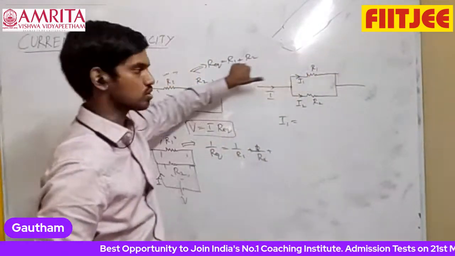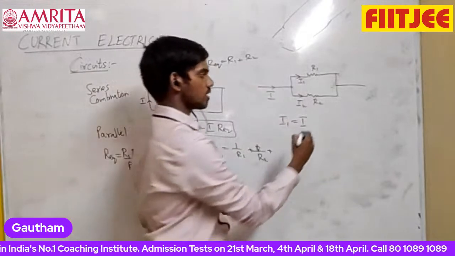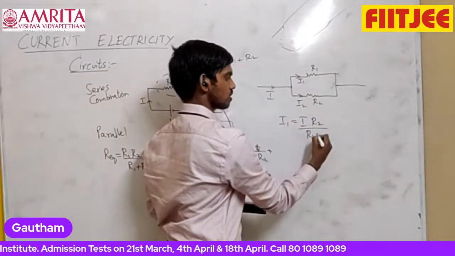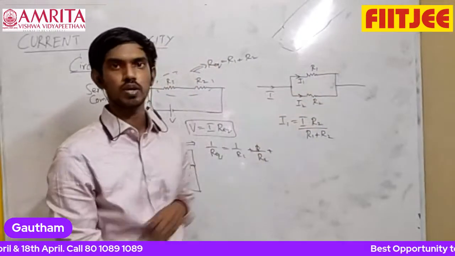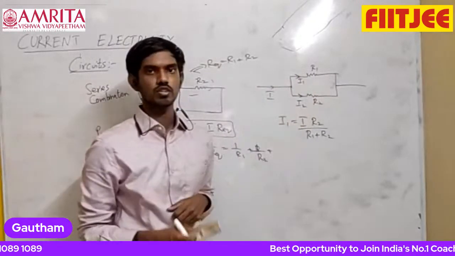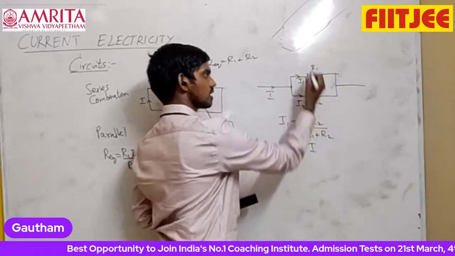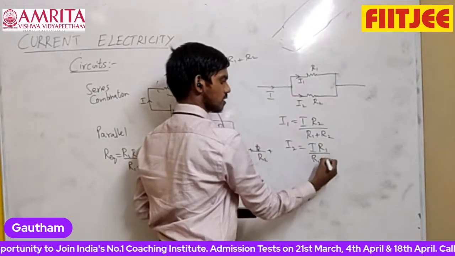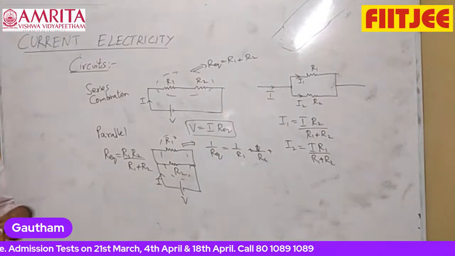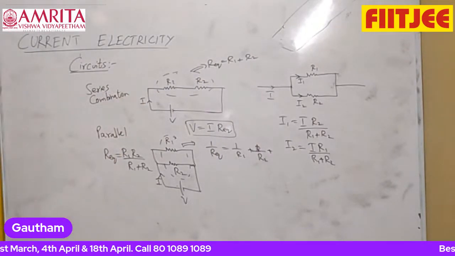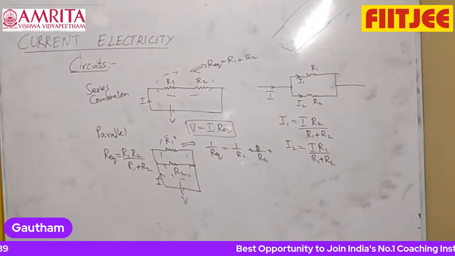Current through this resistor is the total current entering the junction times the other resistor R2, divided by the sum of the two resistances. Again, this formula is applicable only if it is splitting into two branches. For multiple branches, you have to write the general equation and derive the same. Similarly, for I2, current times the other resistor R1 divided by the sum of two resistors. These are some important formulas that you should know before solving basic questions from series and parallel combination.